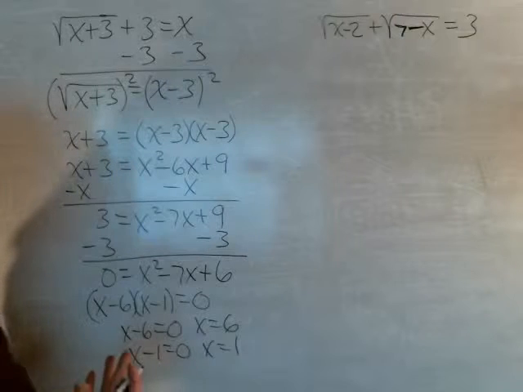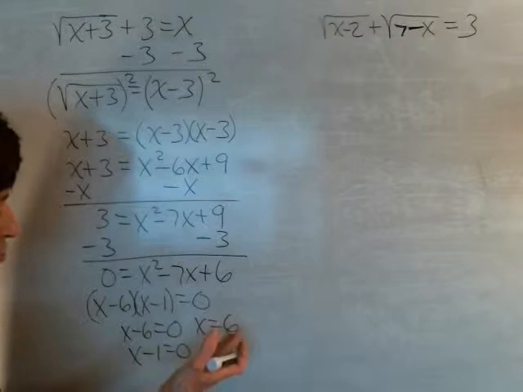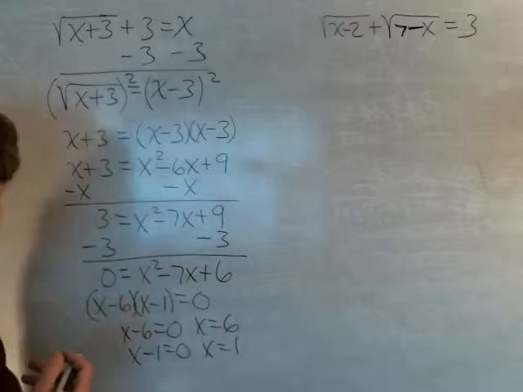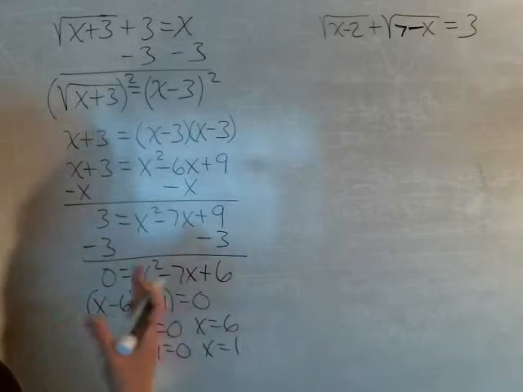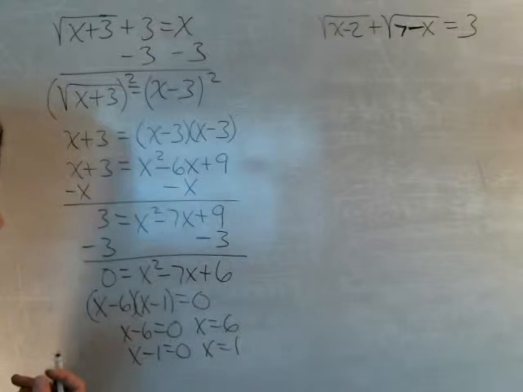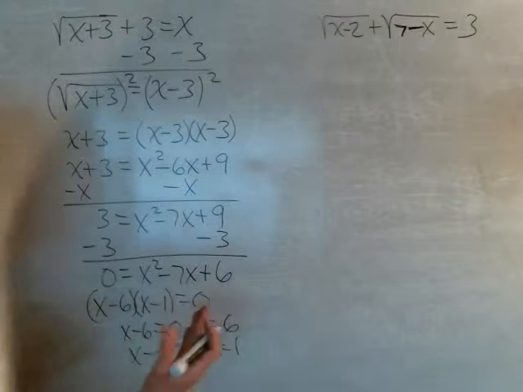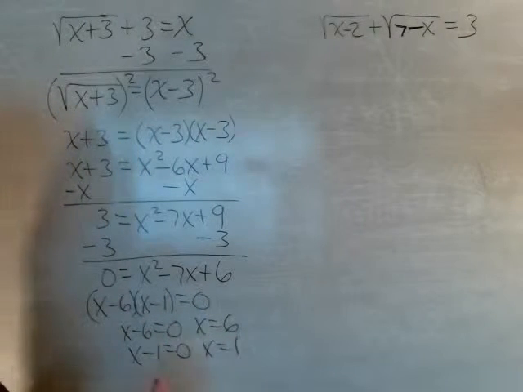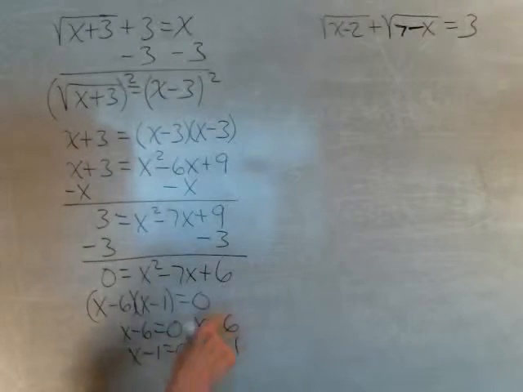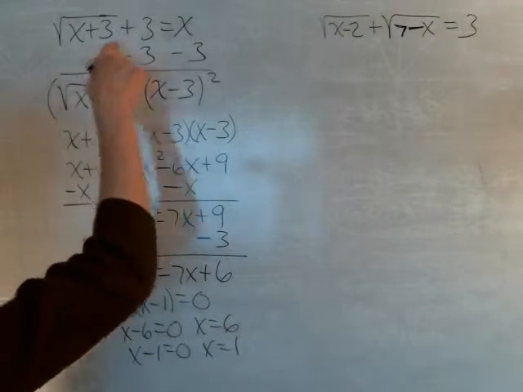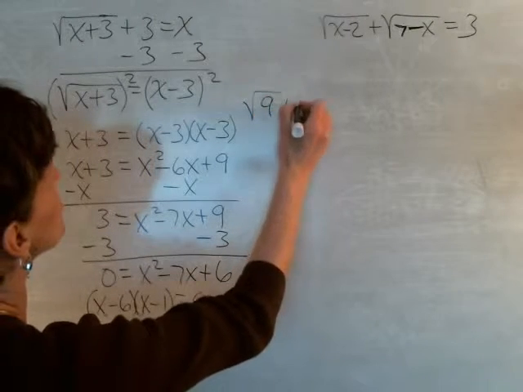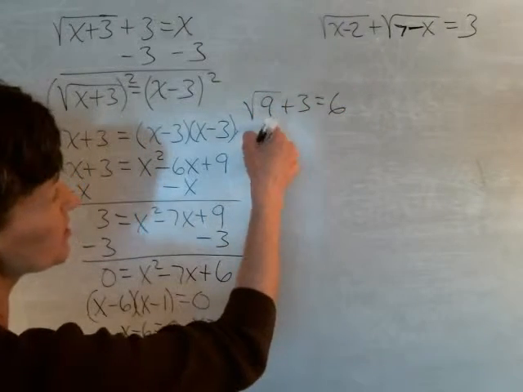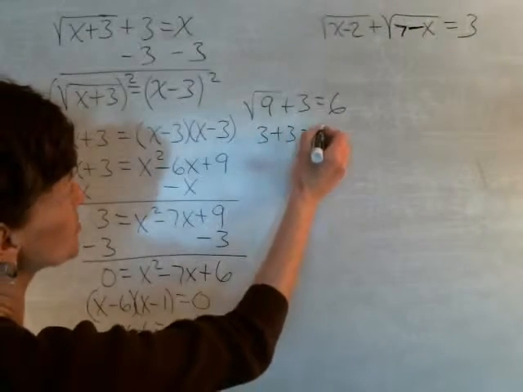When you solve a square root equation, you're going to have to put these answers back into the original statement to make sure that it works. There are domain problems with square root functions, and so not every number that you get for an answer will make the equation true. So when we put 6 back in, then we get the square root of 9 plus 3 equals 6. Well, the square root of 9 is 3. 3 plus 3 equals 6.